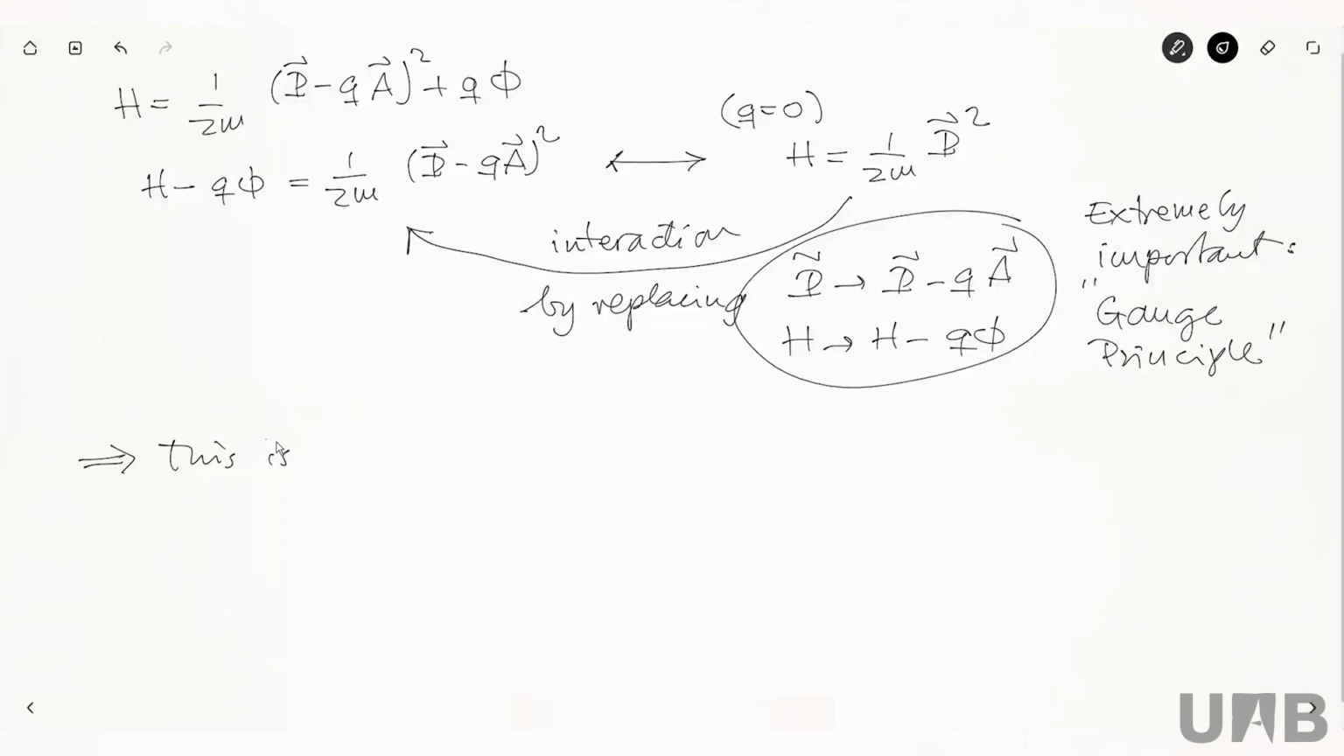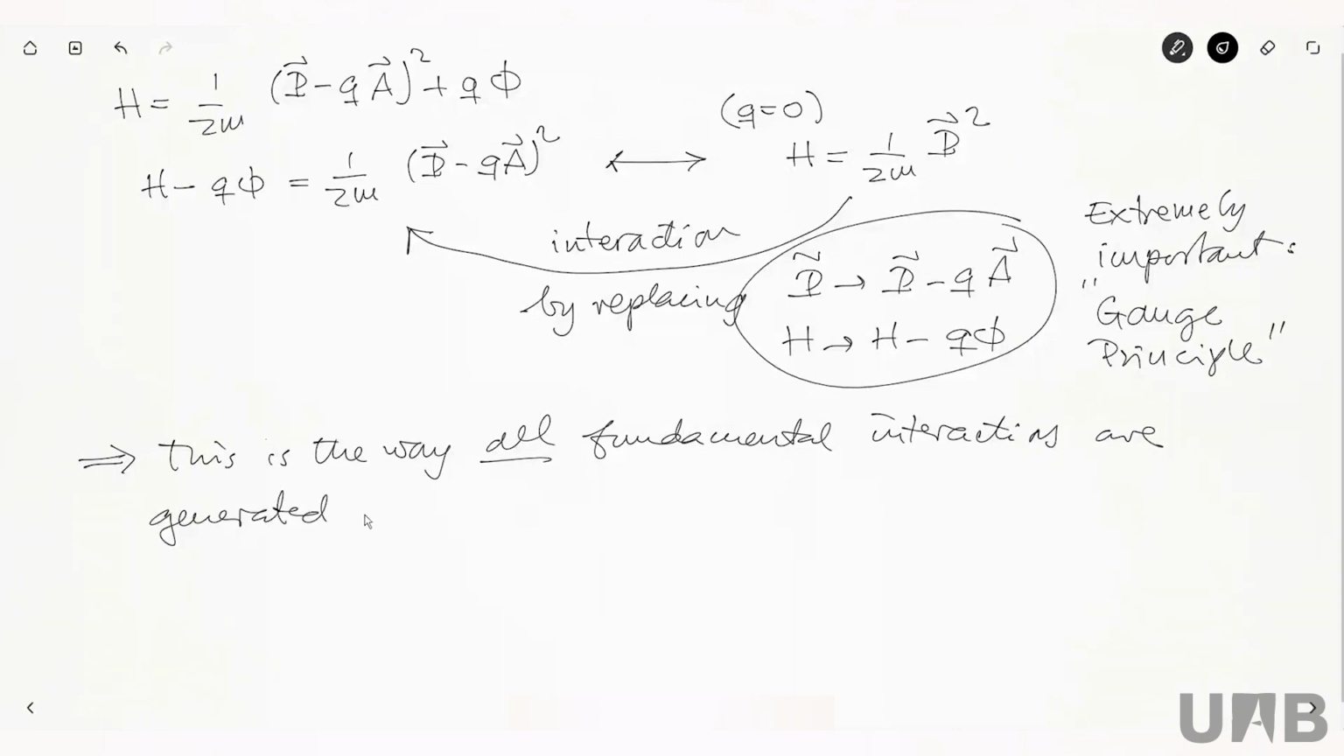This is the way all fundamental interactions are generated in nature. And this is a principle now, okay? It so happens that this is the case. All interactions, gravity, the electric and magnetic, so the electromagnetic interactions, the weak interactions, and the strong interactions, those are the 4 interactions that we have in nature. They all obey this gauge principle.